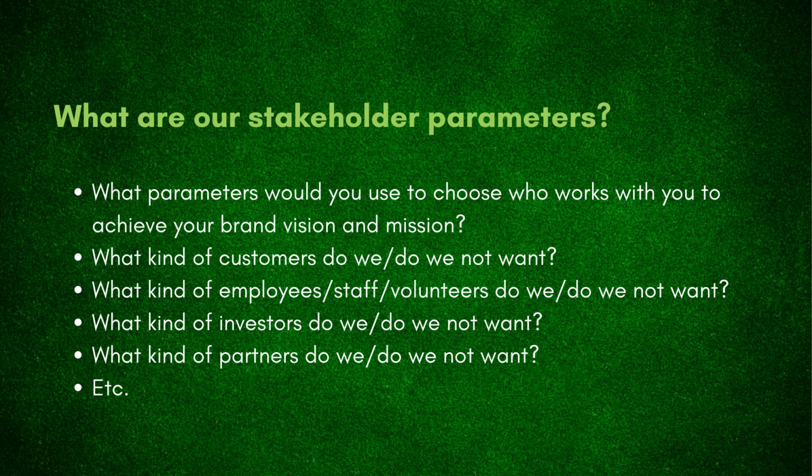What kind of employees or staff or volunteers do we or do we not want? You might not have gotten to that point where you can get employees yet, you might have volunteers who do some work with you. What kind of people do you not want? For instance, for some brands they may decide, we don't want people who do not have experience in these fields. Some of the big brands tell you that they don't want people who did not finish the university with a 2-1. So that's a stakeholder parameter for their employees. They tell you if you did not finish with a 2-1, we're not going to get you in. Or if you don't finish with at least a 2-2, we're not going to get you in. Those are stakeholder parameters for those brands.